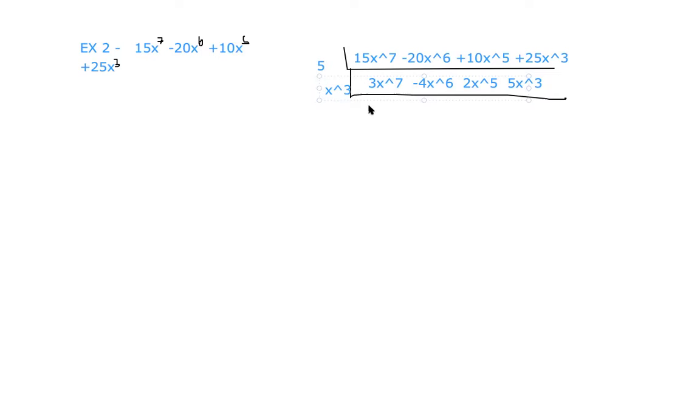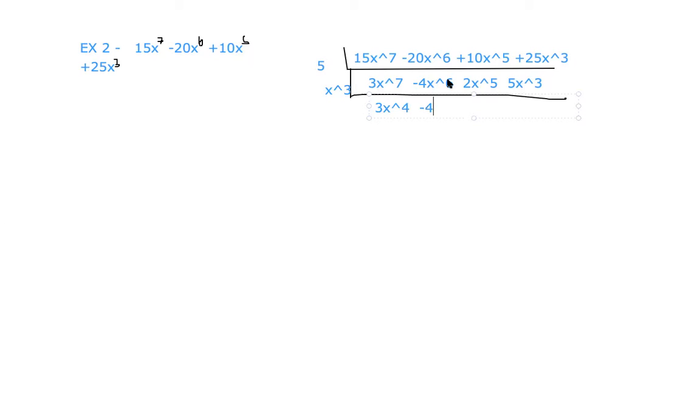And I say, okay, how do I write what's remaining? And then I should get a volunteer that says, bring down your numbers. So the 3, the negative 4, the 2, the 5, but for each variable, they should say they subtract. So 7 minus 3 is 4.